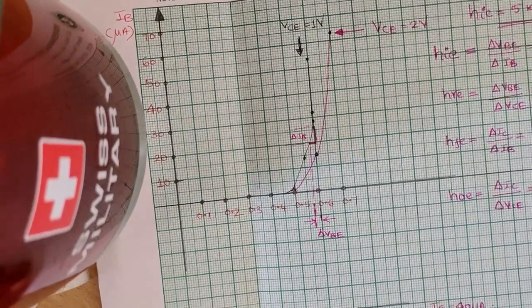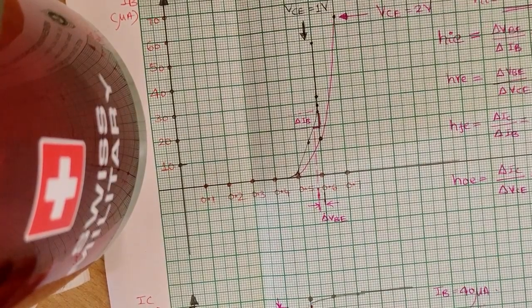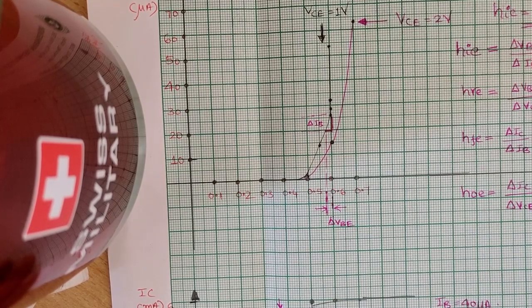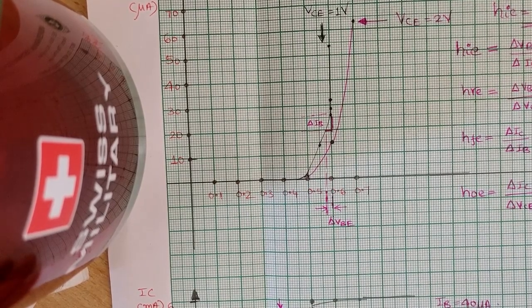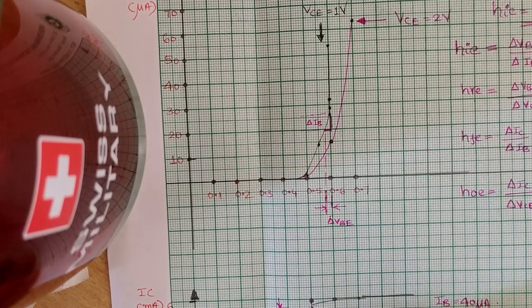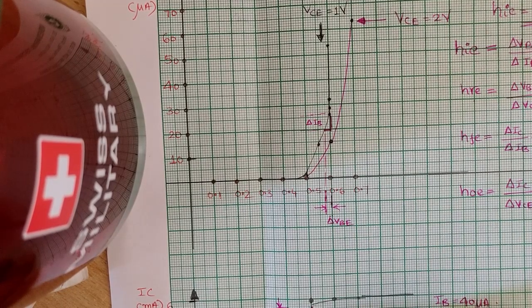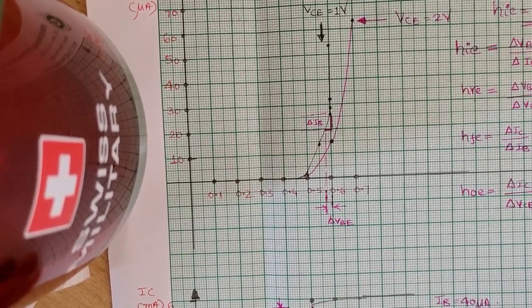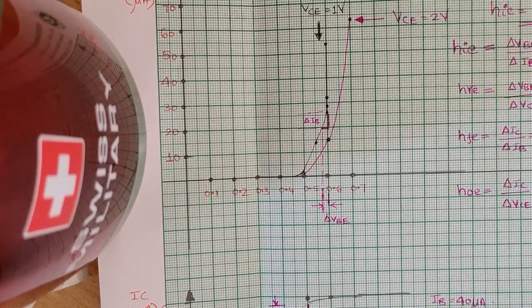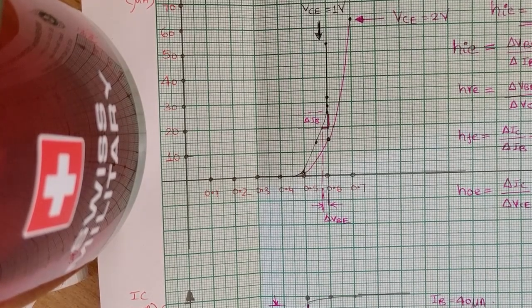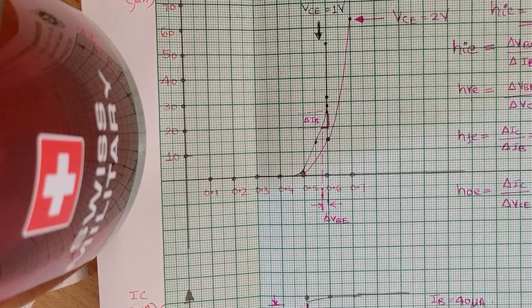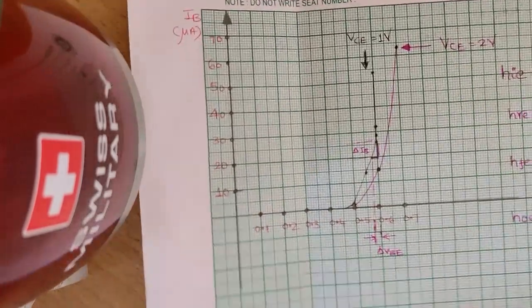Okay, so let me write down over here: delta VCE is equal to about 1 centimeter, so it is 0.1 volt, and delta IC is slightly above 0.6, it is about 0.7 milliamperes. Your y-axis scale is 1 centimeter equal to 1 milliampere. So here you have 7 divisions, hence it is 0.7 milliamperes.